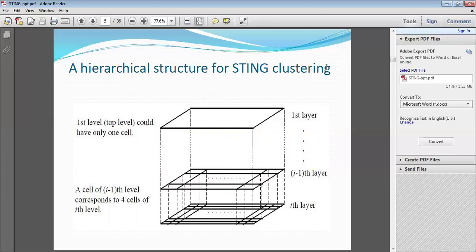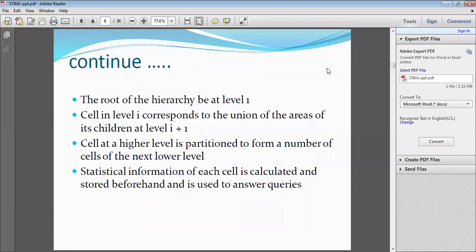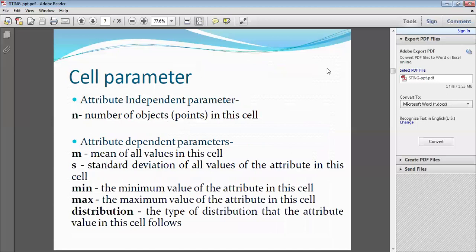In the extension of the STING algorithm, that is the Statistical Information Grid, I have told you that it is statistical. Statistical stands for the fact that every grid that was created here holds 5 variables. Those 5 variables are called the cell parameters. The first one is n, the number of objects in the cell or the number of data elements in the set. The second one is m, the mean of all values in the cell. The third one is s, the standard deviation of all the values of the attribute in the cell. The next one is min, the minimum data value, and max is the maximum data value in the cell.